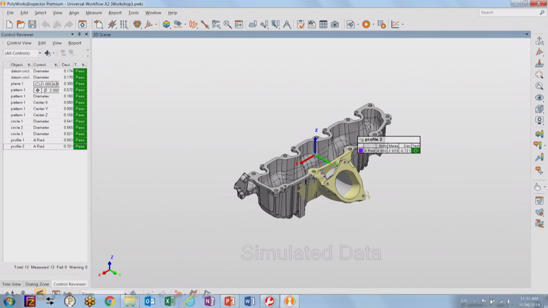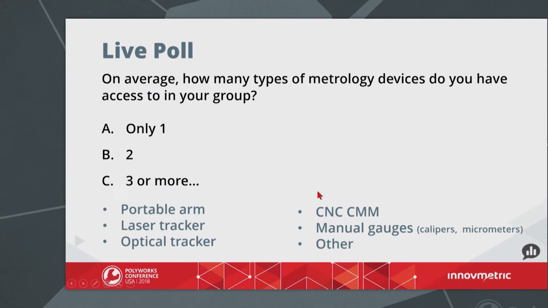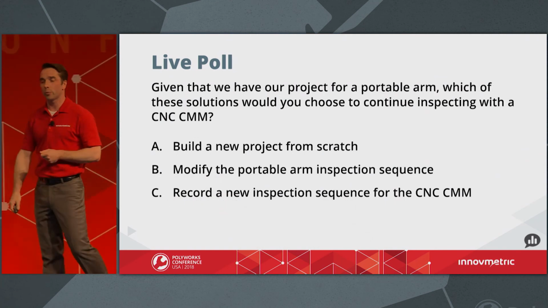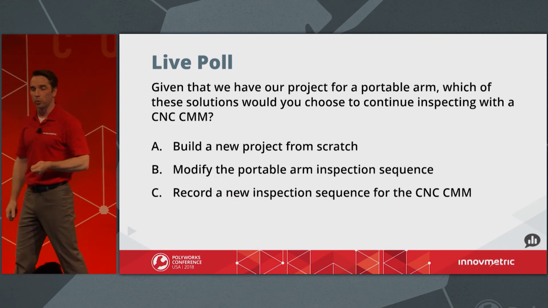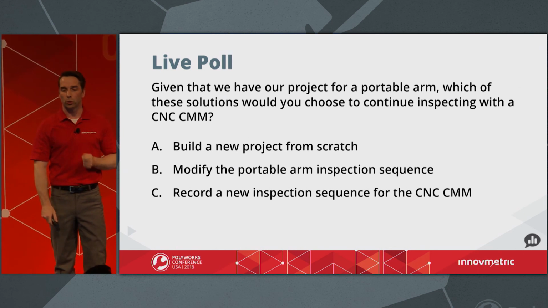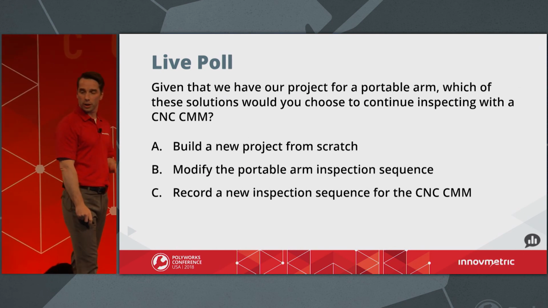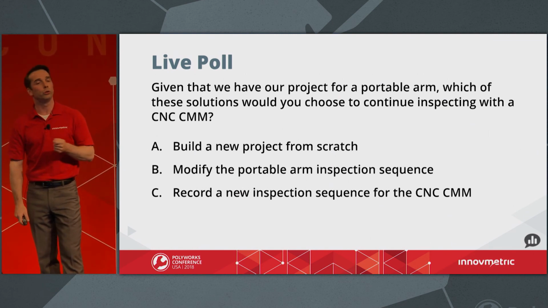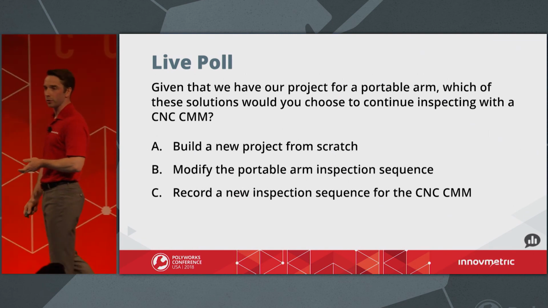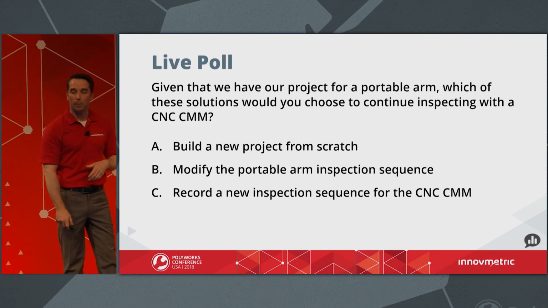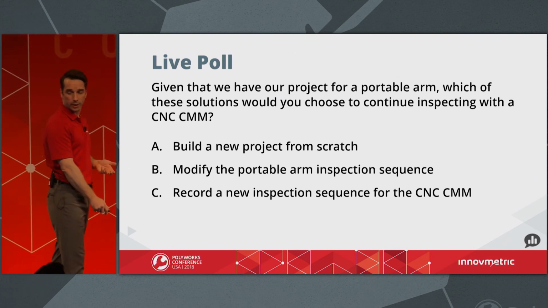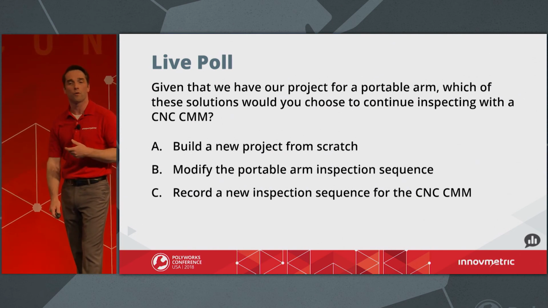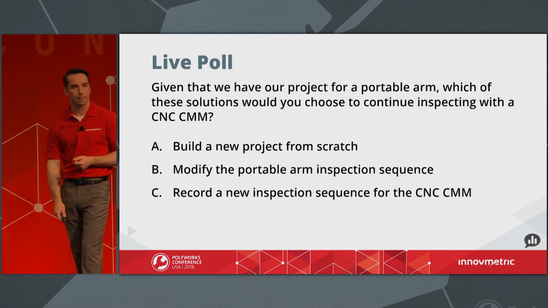And this brings me to my next poll question. So given that we have our project for a portable arm, which of these solutions would you choose to continue inspecting but with a CNC CMM? Would you A, build a new project from scratch? Would you B, modify the portable arm inspection sequence? Or would you C, record a new inspection sequence for the CNC CMM?